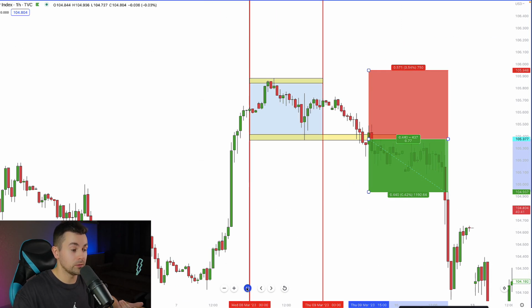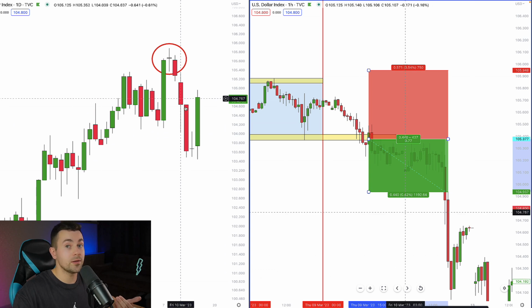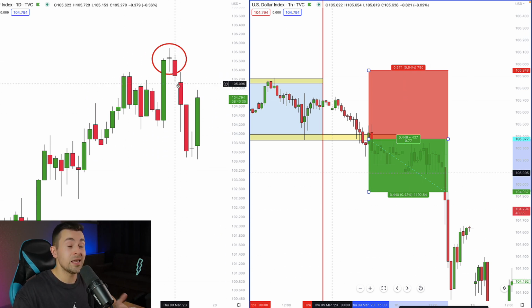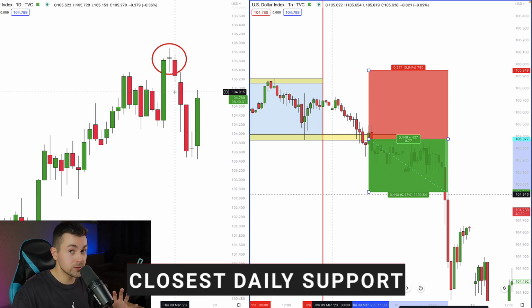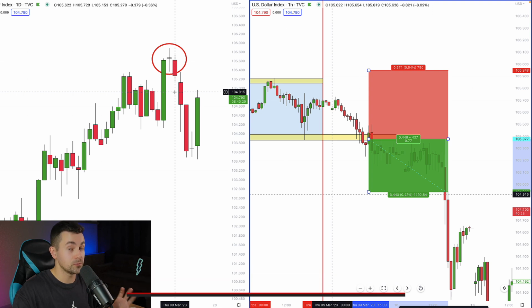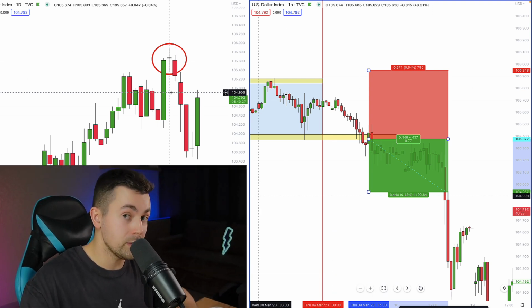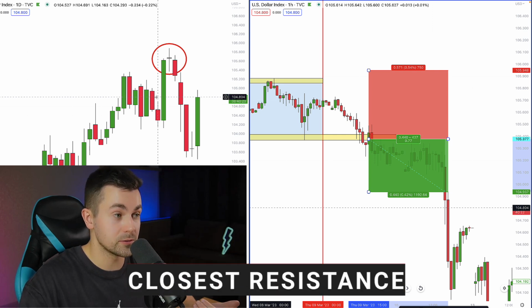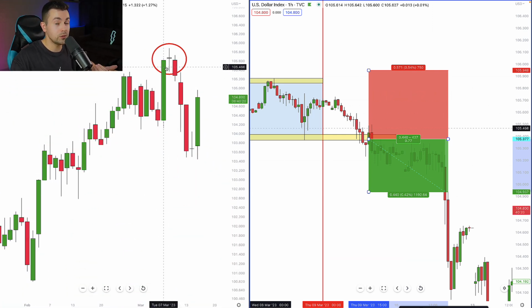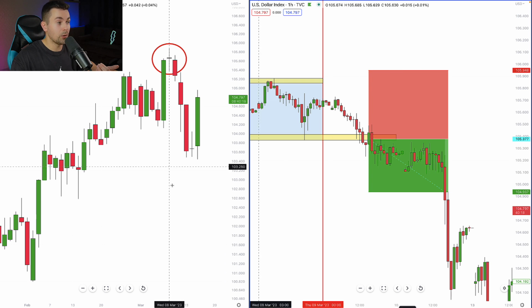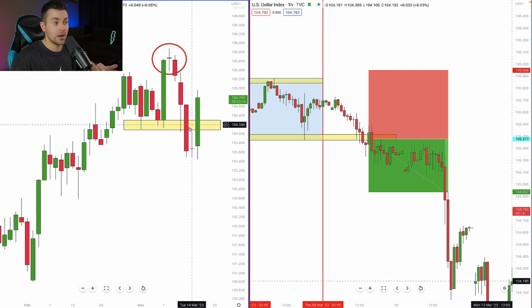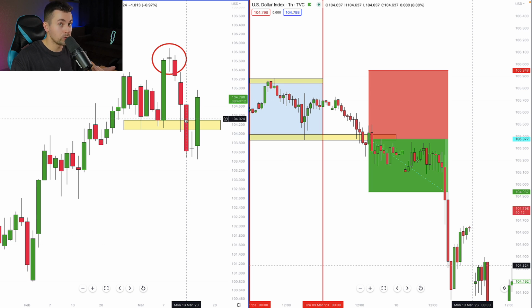How about the target? In order to identify the target, you should return back to a daily. And on a daily time frame, if you short the Doji, you should find the closest strong horizontal support. And if you buy the Doji, you should spot the closest strong resistance. If we are shorting, we need to find the closest support. Our closest support is right here. Yes, that section. And that will be our target.